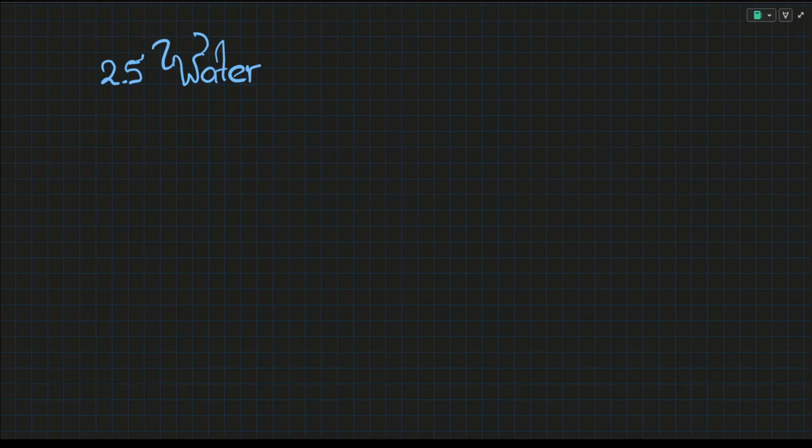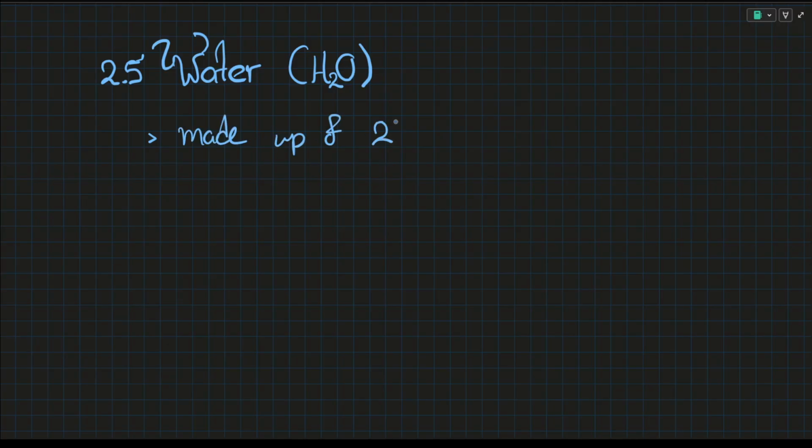The final last bit is about water. It's not much, it's a very short segment. Water is obviously H2O. If you don't know that water is H2O, I don't know what to say. That's okay. You can also not know that water is H2O. It is simply made up of two H atoms, two hydrogens, and one O atom.